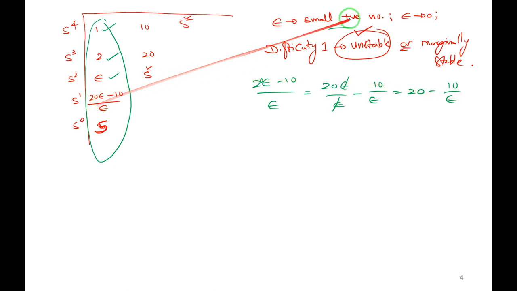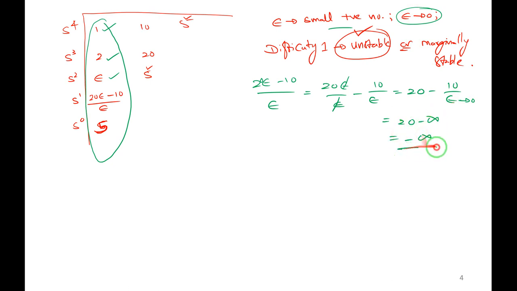And we have assumed that epsilon is a small positive number and epsilon tends towards 0. We will substitute epsilon tending towards 0. So anything divided by 0 is infinity. So 20 minus infinity, I will be getting minus infinity. So this is a negative value. I am worried about the sign, not about its value, right? So minus infinity means this is negative.